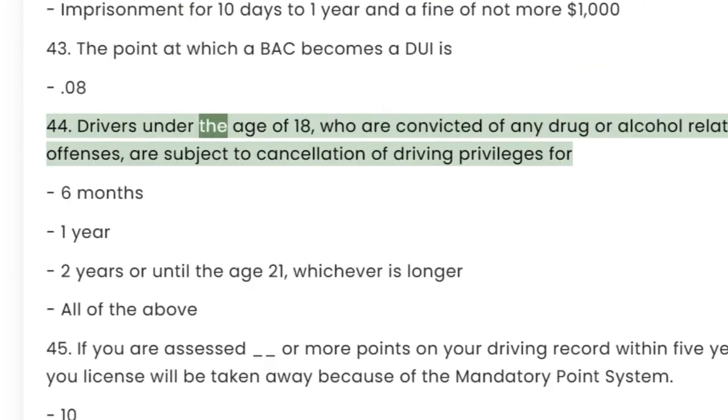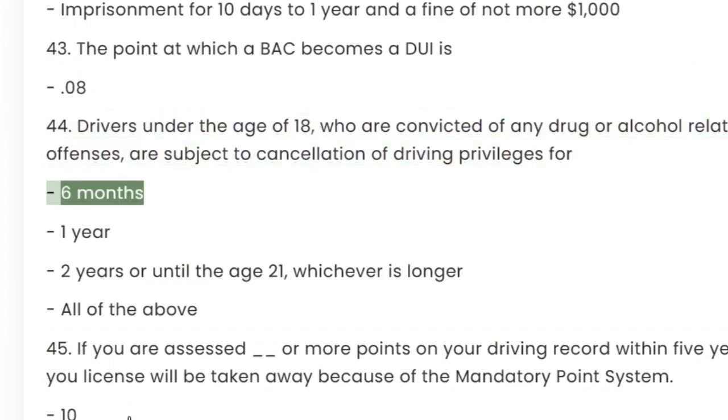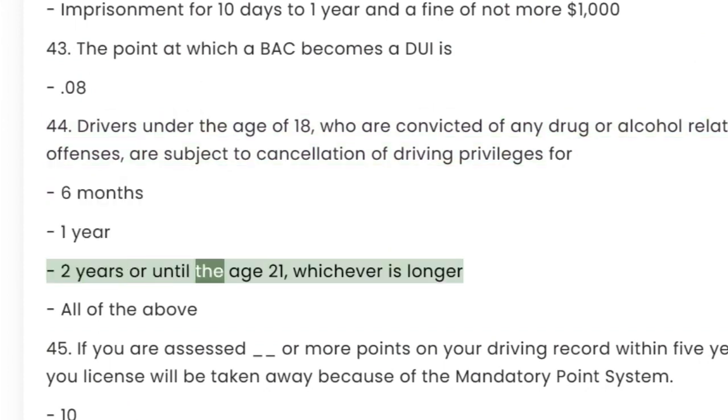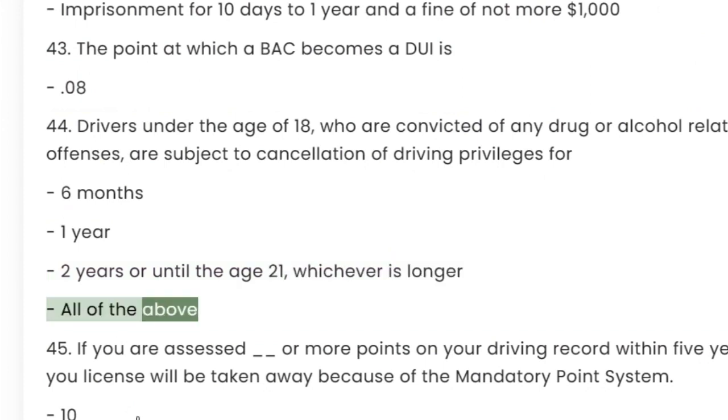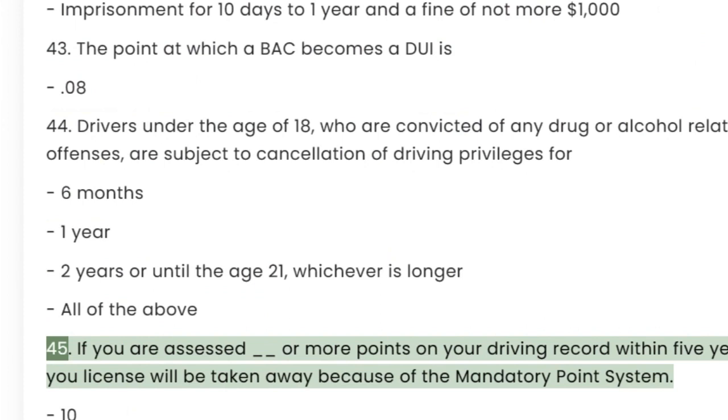44. Drivers under the age of 18 who are convicted of any drug or alcohol-related offenses are subject to cancellation of driving privileges for 6 months, 1 year, 2 years, or until the age 21, whichever is longer. All of the above. 45. If you are assessed 12 or more points on your driving record within 5 years, your license will be taken away because of the mandatory point system.